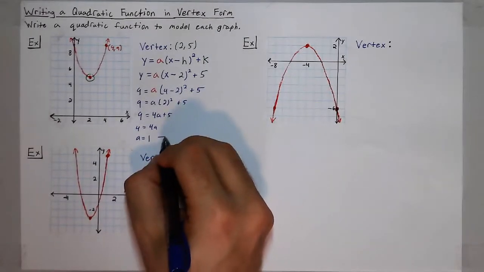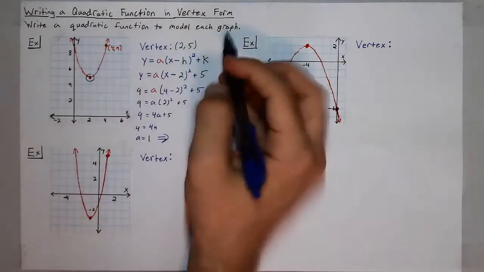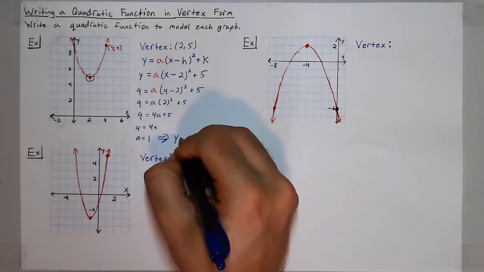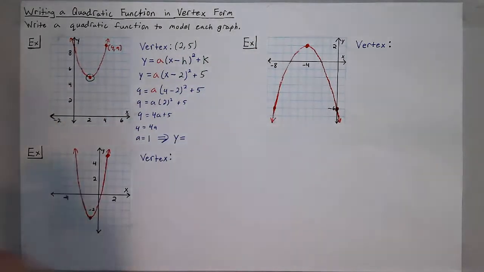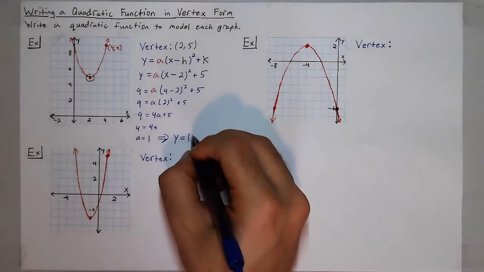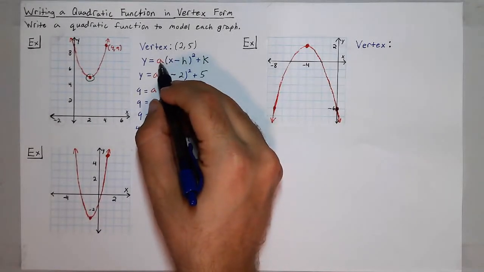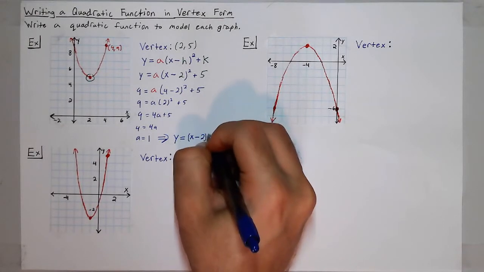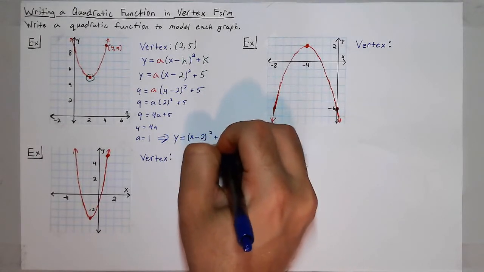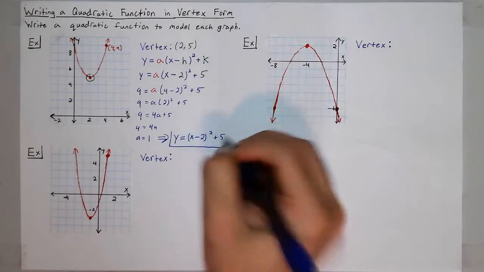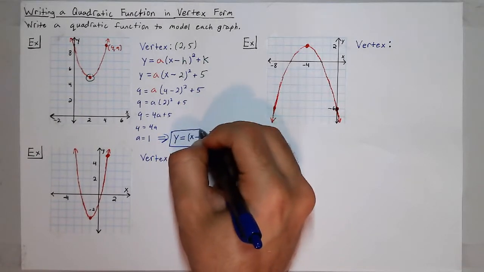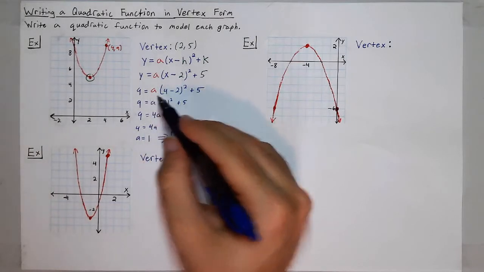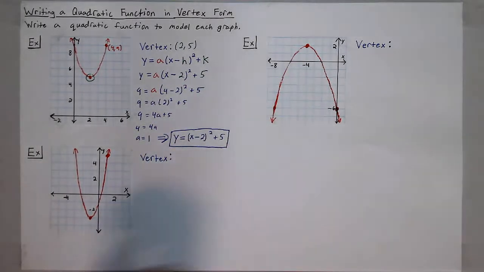So what this tells me is that now that I know my vertex, which is 2, 5, and my a value, my answer is y is equal to an understood 1 times, because if a is 1, it's understood, x minus 2 squared plus 5. And that's how you can write a quadratic function in vertex form rather simply. You just need to figure out one variable by solving an equation. But let's try this again.